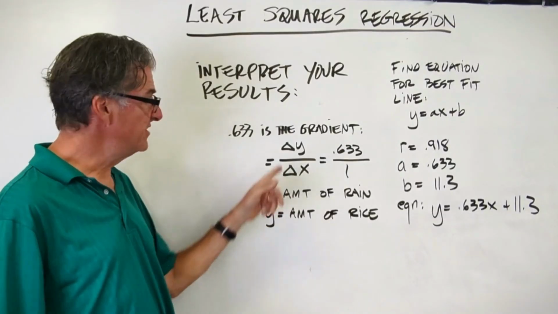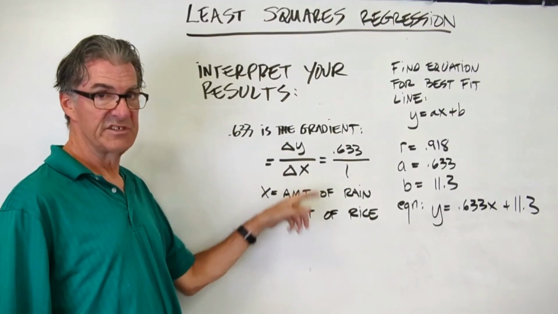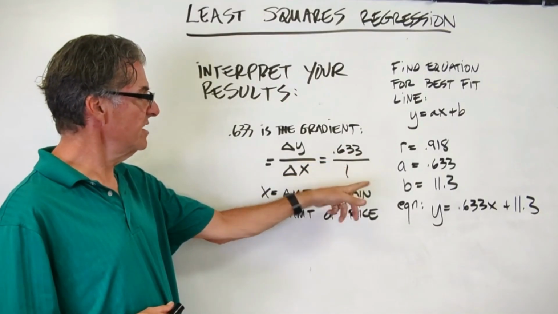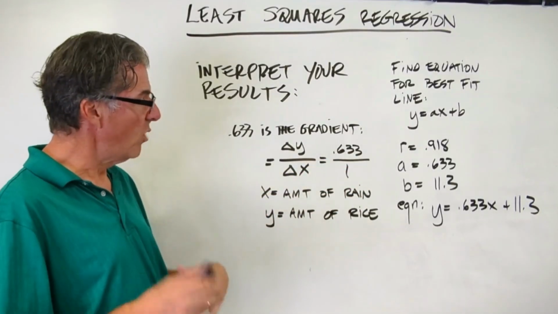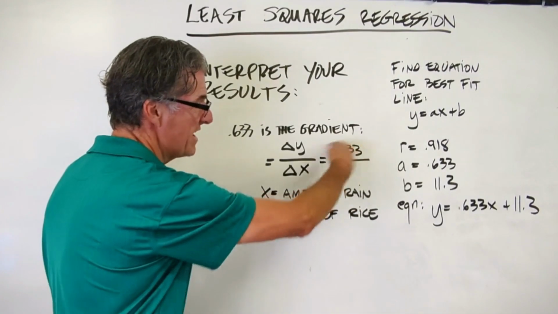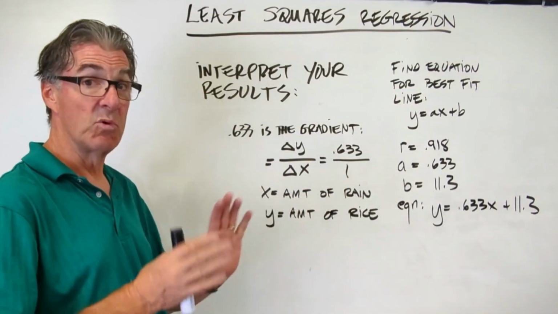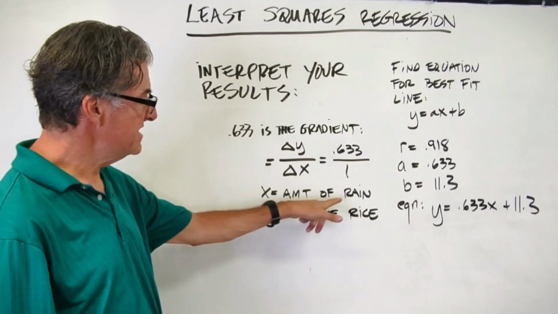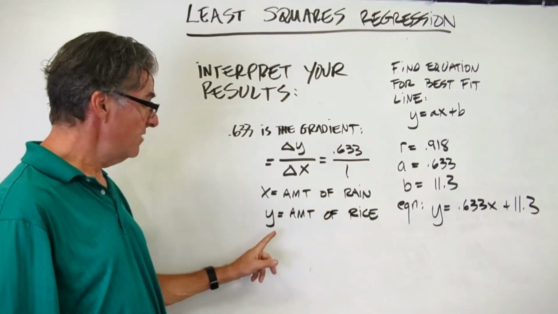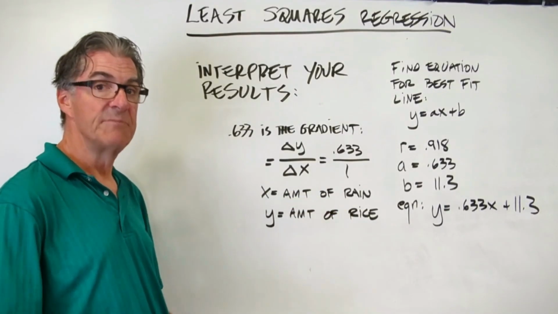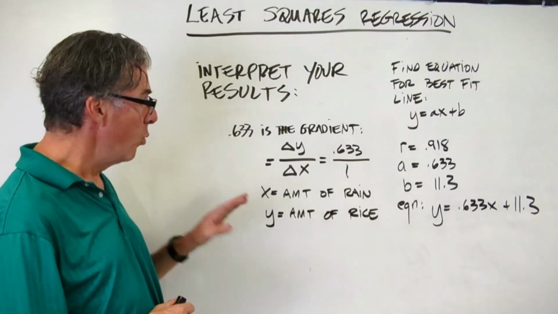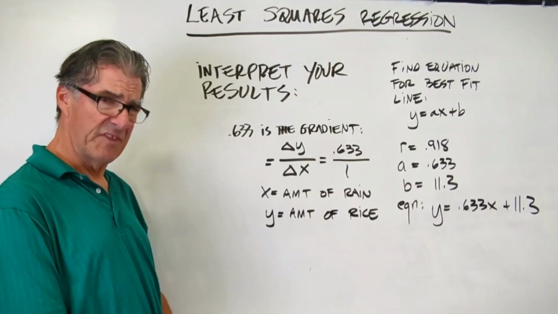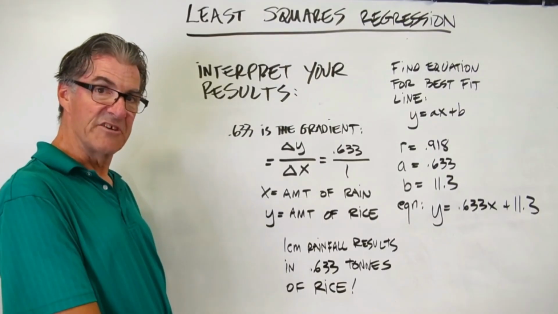0.633. What that is, is the change in y over the change in x. This is just the gradient formula. And in our case, the change in y is 0.633, the change in x is 1. This is over 1. Now, this is not a correctly written fraction, but it will serve for our purposes. So x, the bottom part, is the amount of rain that we get, and y is the amount of rice that comes in response to that rain. So there's one more interpretation that we can make using this information. So pause the video and think about that, jot something down. Let's see how you did.